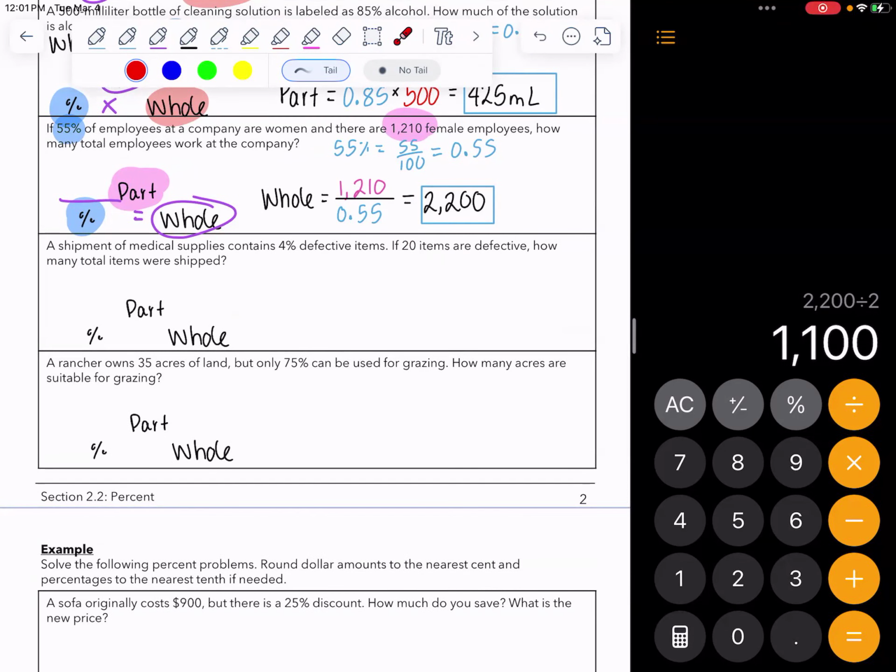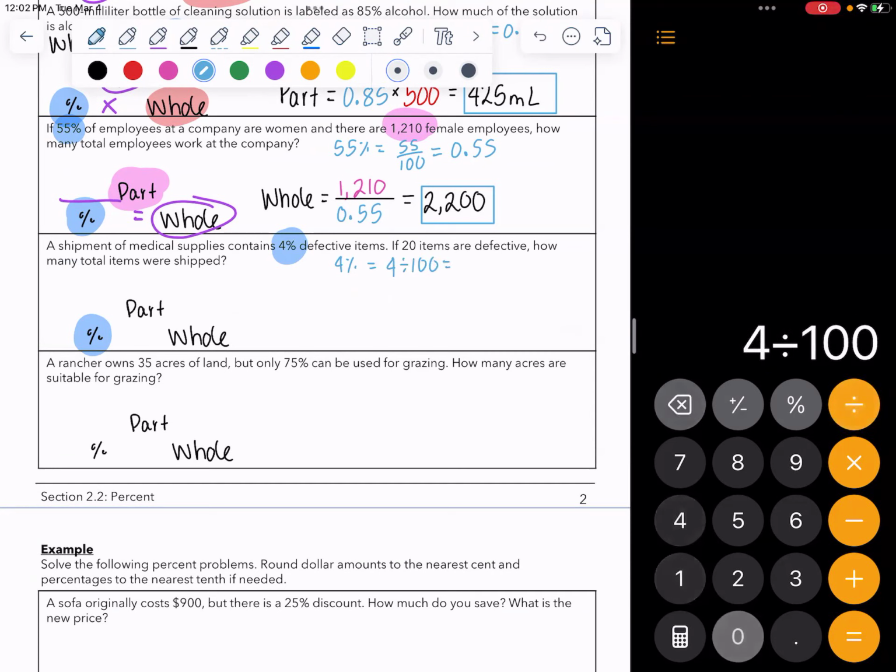A shipment of medical supplies contains 4% defective items. If 20 items are defective, how many total items were shipped? Same kind of idea as that last one here. We are given a percentage, and we're going to convert that right off the bat. So 4% is the same thing as 4 divided by 100. That's going to come out to 0.04, right? 4 divided by 100, 0.04.